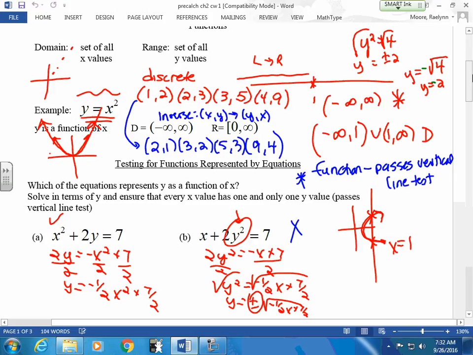Again, your domain is your x values. Make sure you start getting the hang of that domain. That's important.